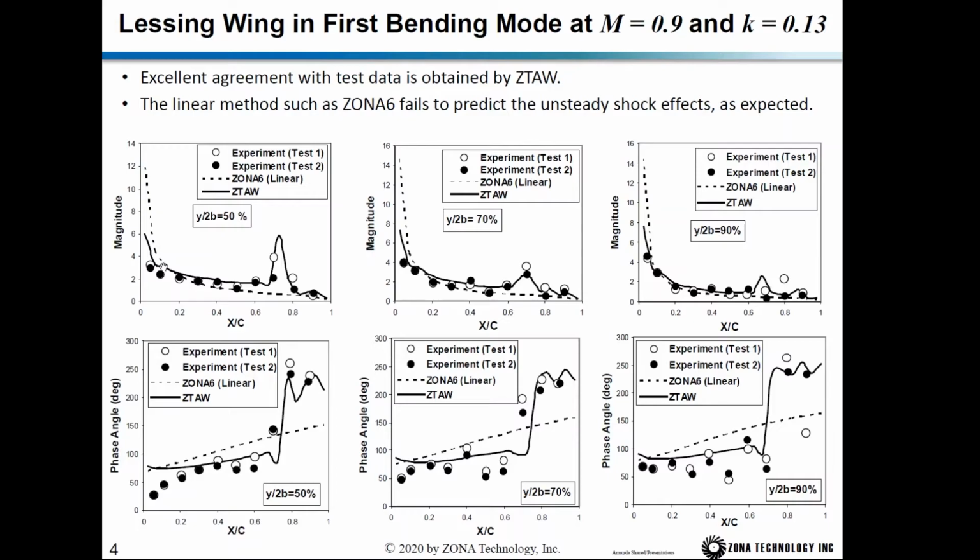The solid lines are the Z tau solution. The dashed lines are the ZONA6 solutions. Compared to the wind tunnel result, you can see the Z tau can give you a correct shock jump behavior, whereas the ZONA6 cannot capture the unsteady shock, thereby giving you poor correlation.